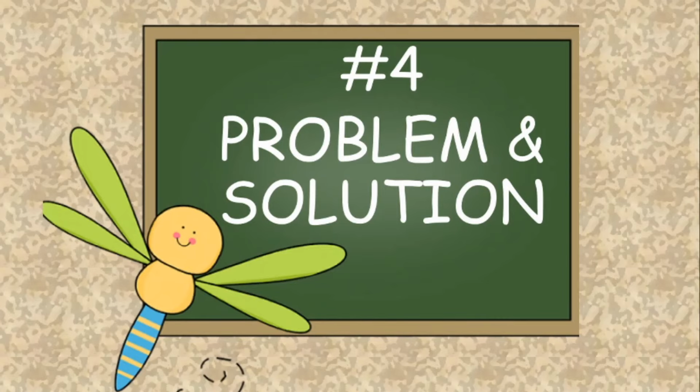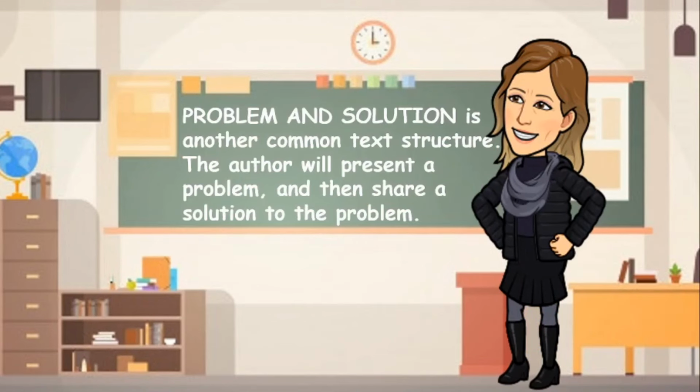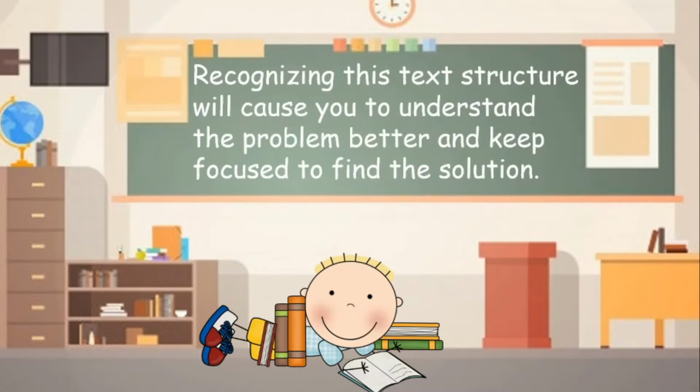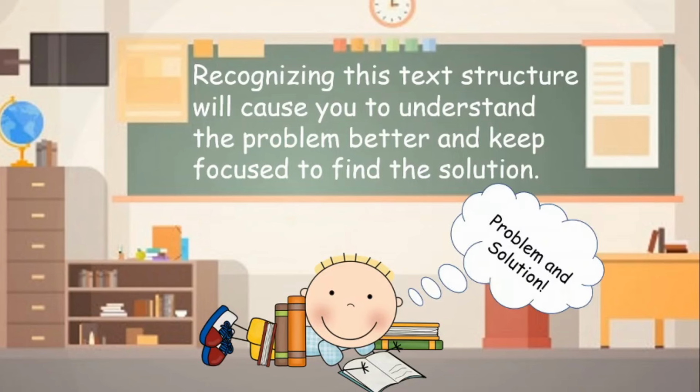Number 4 is problem and solution. Problem and solution is another common text structure. The author will present a problem and then share a solution to the problem. It's a little like putting the pieces of a puzzle together. Recognizing this text structure will cause you to understand the problem better and keep focused to find the solution.